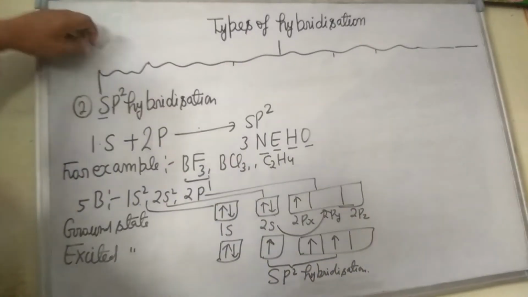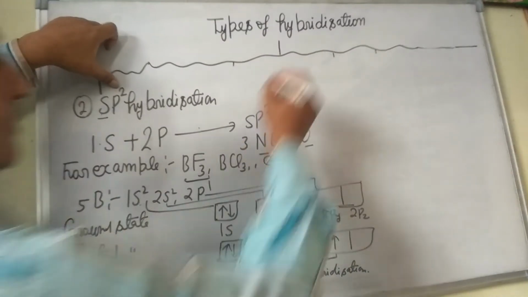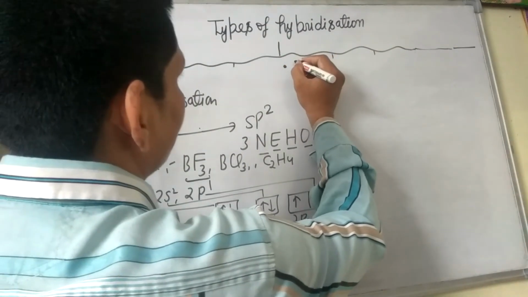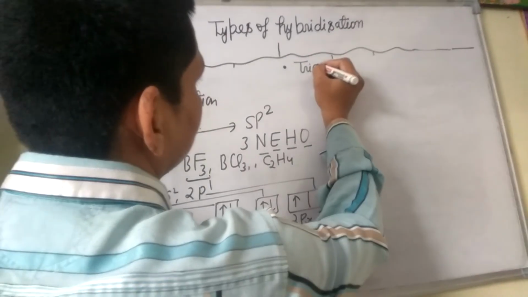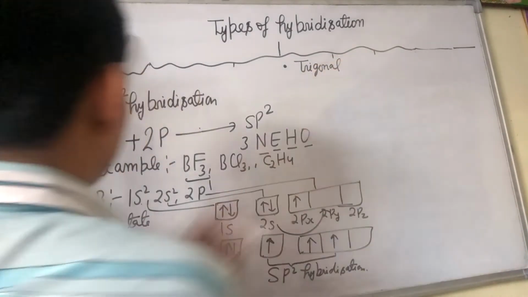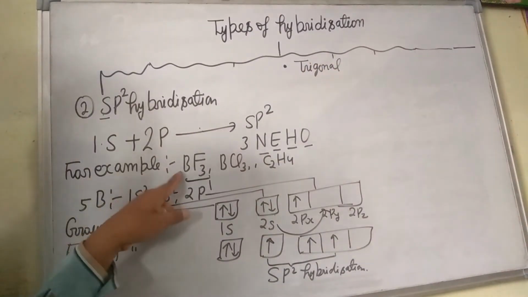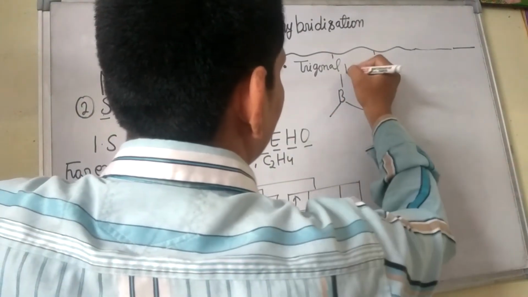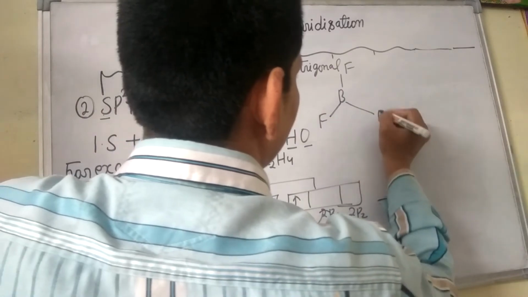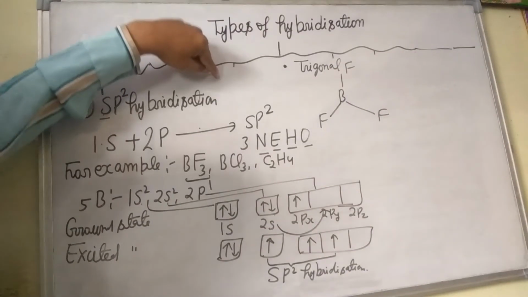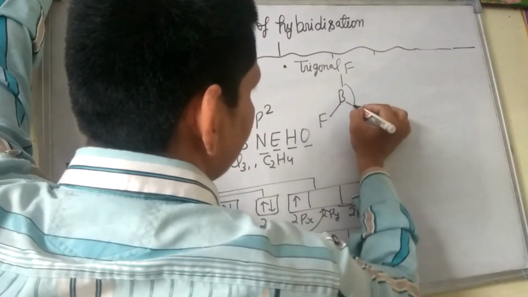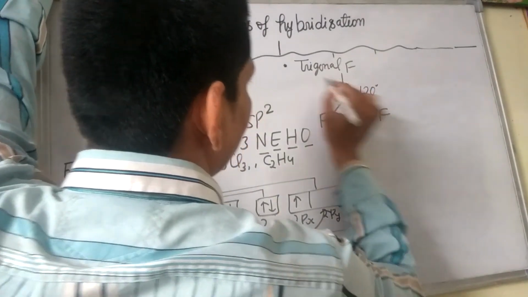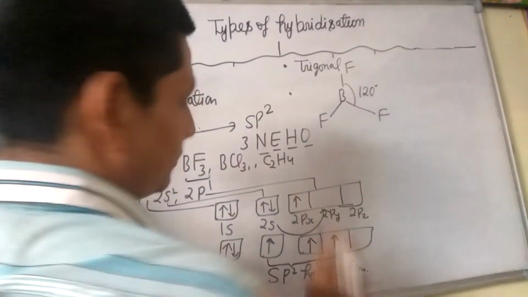Now, important points about sp2 hybridization are: number 1, shape. Their shape is trigonal planar. Example, BF3. So the shape of boron trifluoride is trigonal planar, with 1 F, 2 F, 3 F. Second point, bond angle. The bond angle is 120 degrees.